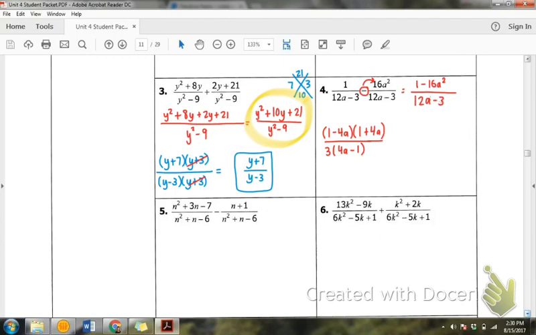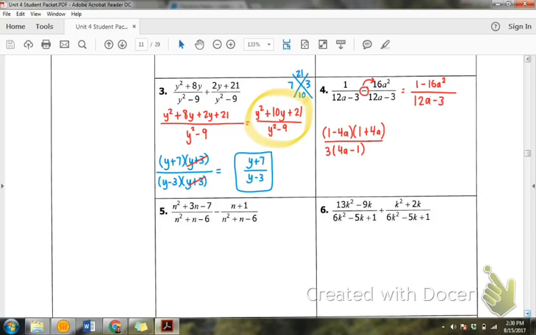Now, something looks similar, right? We have a 1 minus 4a, and then we have a 4a minus 1. Are they the same thing? No. They're not the same thing, but what did we learn earlier today? What are you allowed to do?